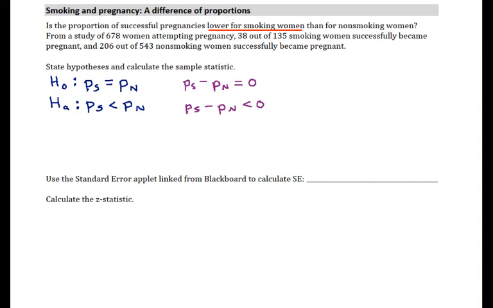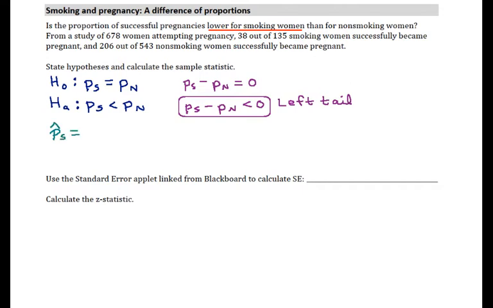It can be important to write the alternative hypothesis this way so that we can tell whether we have a left tail or a right tail test, provided that we stay consistent in the order of our subtraction when we calculate our sample statistic. So this should be a left tail test, and the way that we're going to make sure it stays a left tail test is by calculating our sample statistic as PS hat minus PN hat, not in the opposite order.